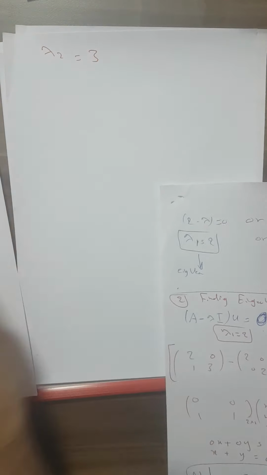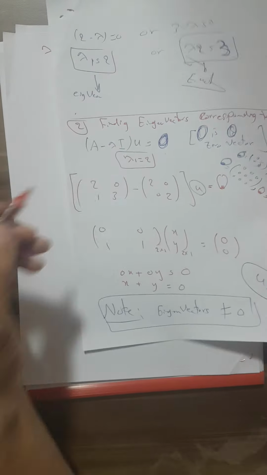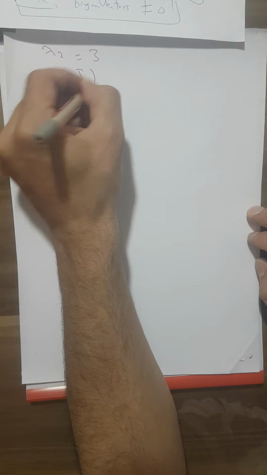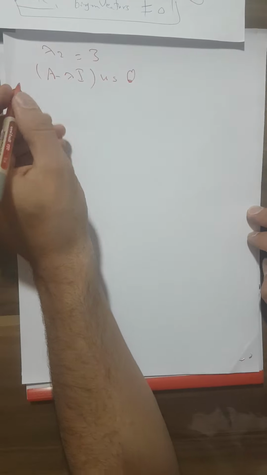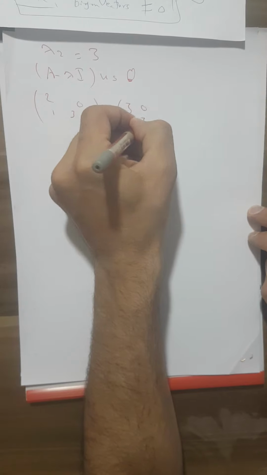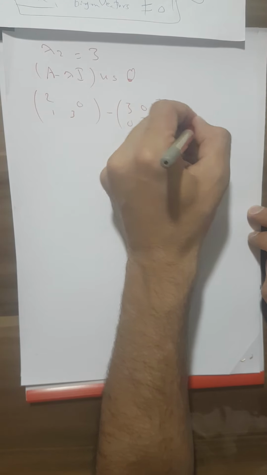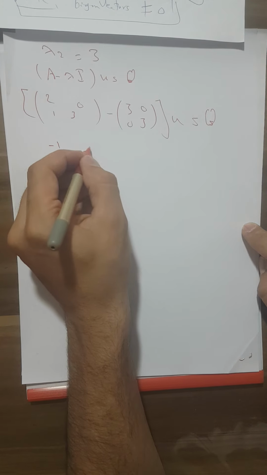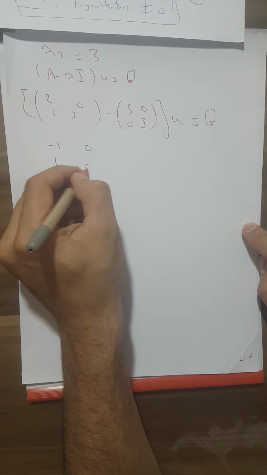Now I'm going to find the eigenvectors for the second eigenvalue, lambda 2. I forgot the value of lambda 2; let me see here. Lambda 2 is equal to 3. So how do we find this one? The same method. We say A minus lambda I times u equal to 0. So in that case we have [[2, 0], [1, 3]] minus [[3, 0], [0, 3]], times u equal to 0. It's equal to [[-1, 0], [1, 0]].